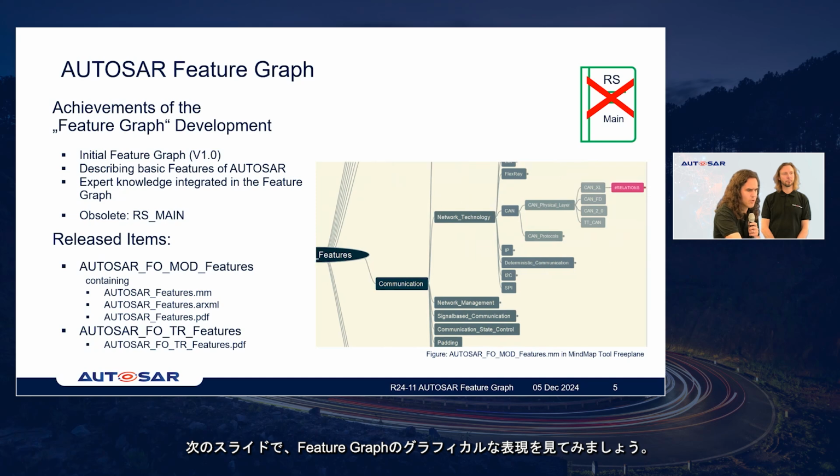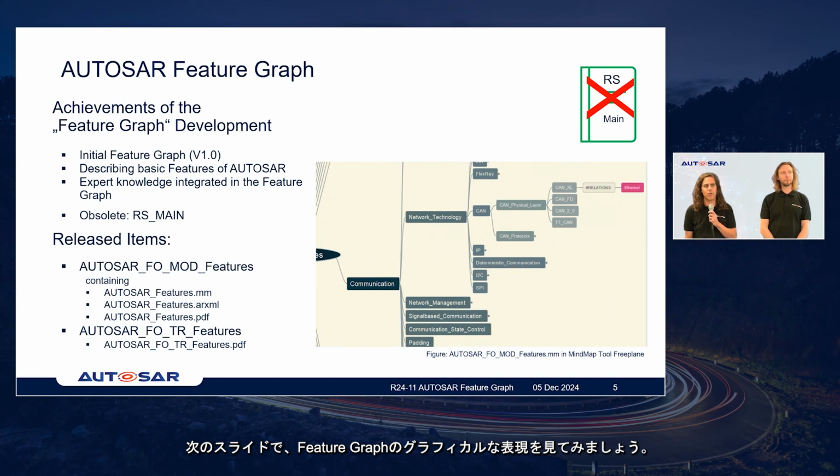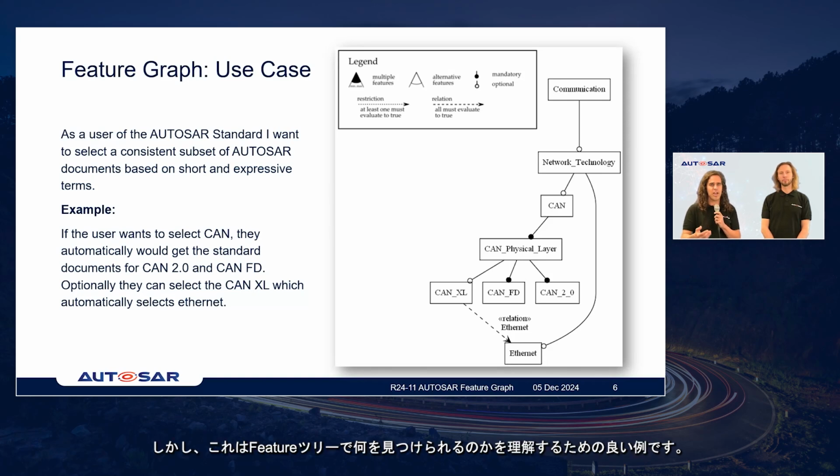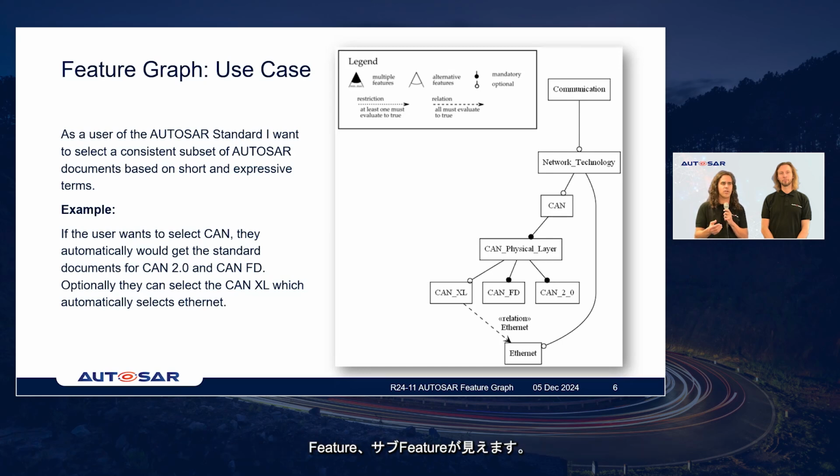Let's have a look at the graphical representation of the feature graph in the next slide. Here you see just a small section of a feature model, so it's not complete, and many things are missing in it, but it's a good example to understand what you will find in the feature tree. You see features and sub-features. You have indications which features are mandatory and which ones are optional, and then some features might have restrictions. Currently, we distinguish two sorts of restrictions.